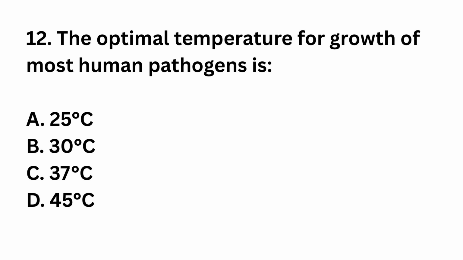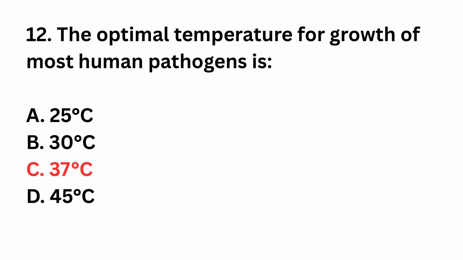Question number 12. The optimal temperature for growth of most human pathogens is 25 degrees Celsius, 30 degrees Celsius, 37 degrees Celsius, 45 degrees Celsius. The right answer is option C, 37 degrees Celsius. Most pathogens are mesophiles adapted to body temperature.